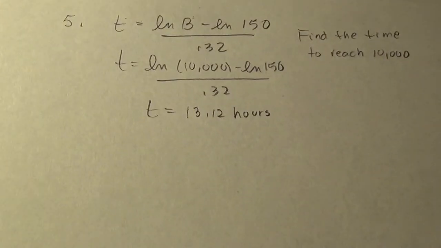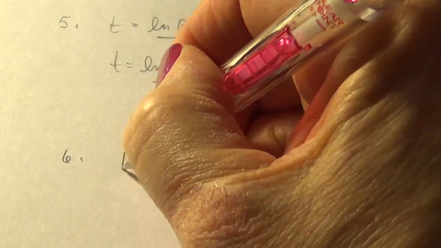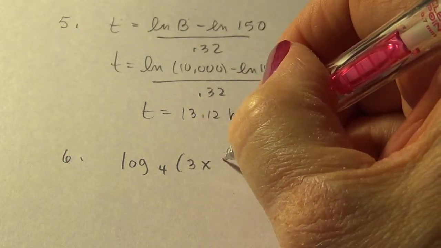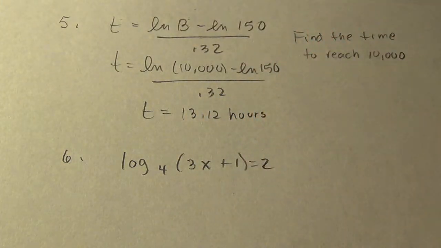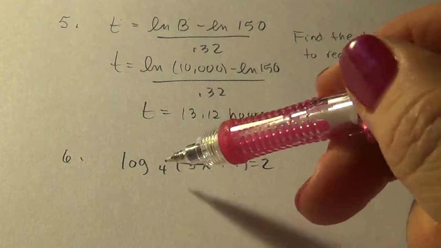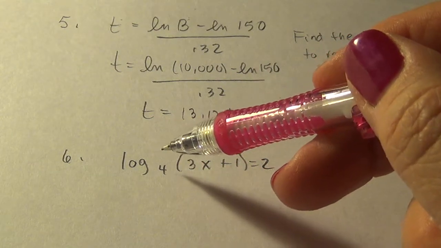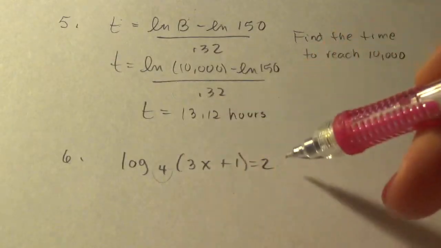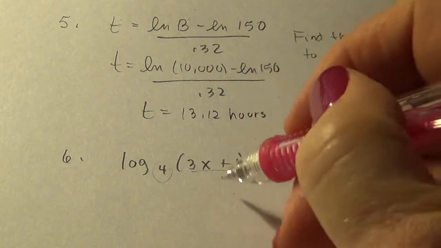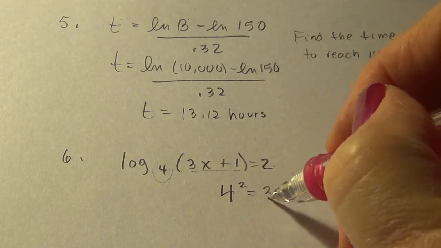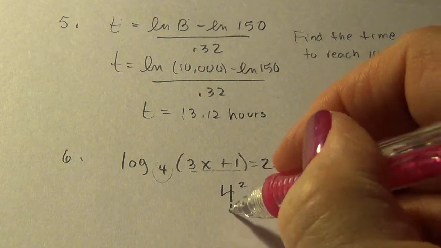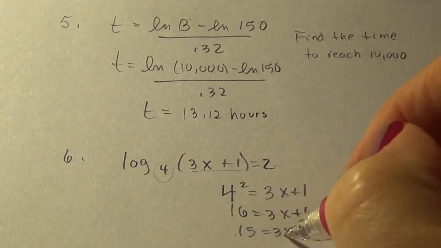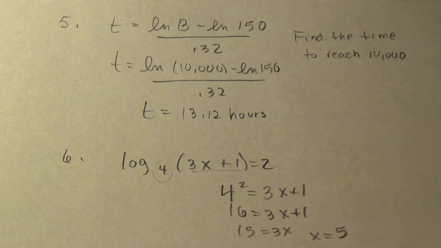Alright, let's look at solving equations with logs in them. So I'm going to ask you to solve this. So it has to have some unknown in it. There it is. Alright, you'll recall to write an expression with log in it, to take that log out and write an equivalent expression without, it's always the base, this raised to this equals this. So 4 raised to the 2 equals 3x plus 1, or 16 equals 3x plus 1, or 15 equals 3x, or x equals 5. Alright.